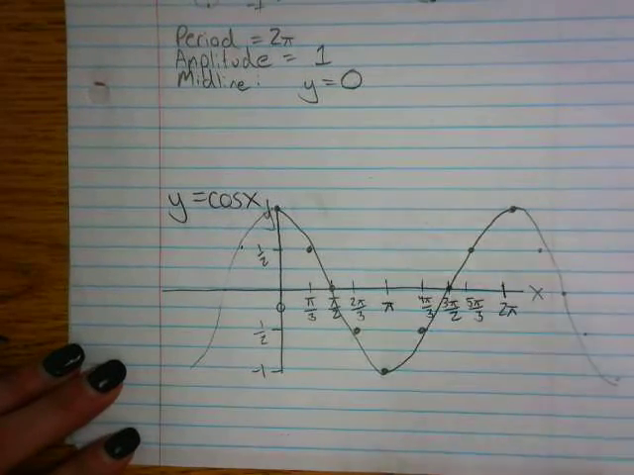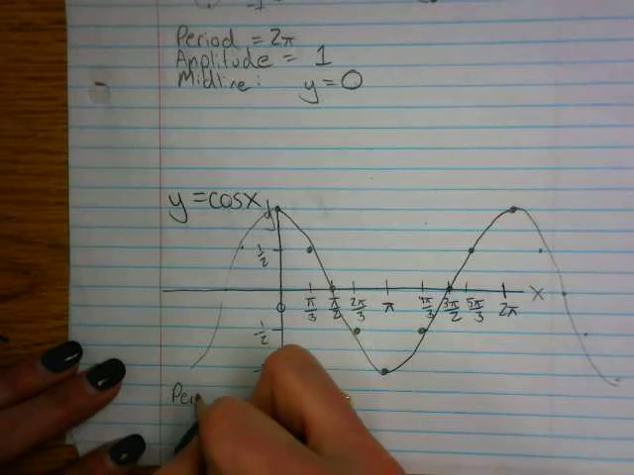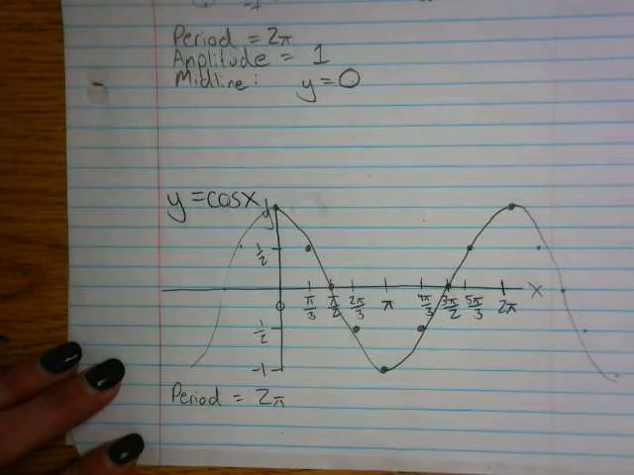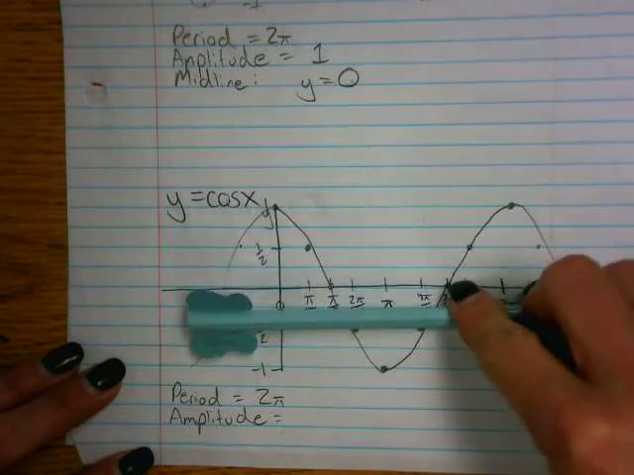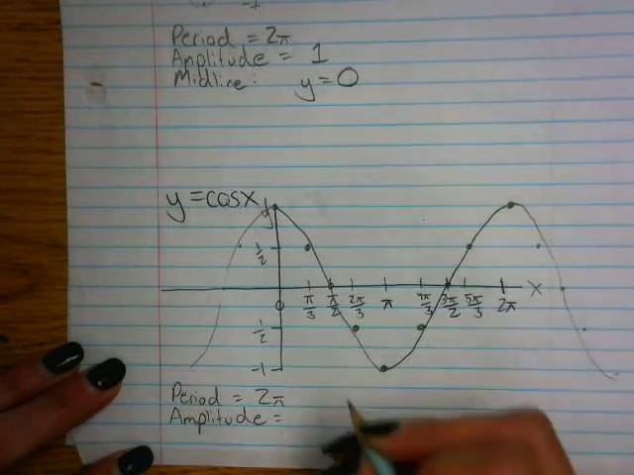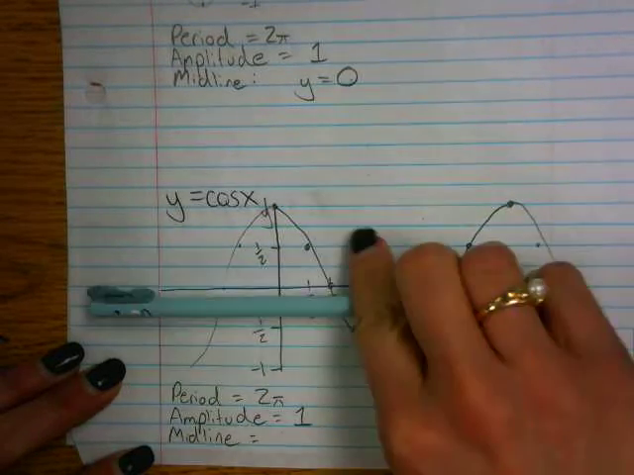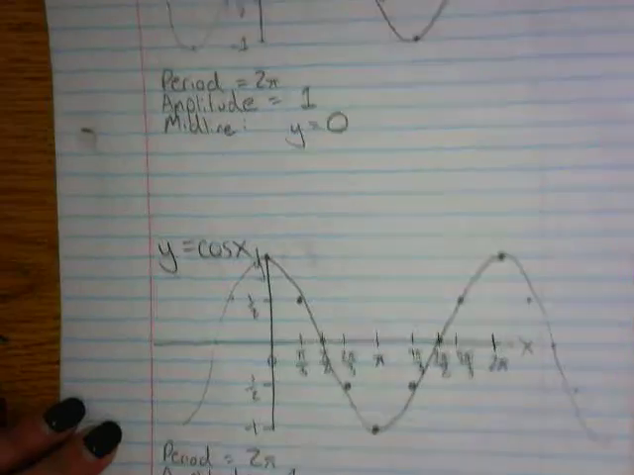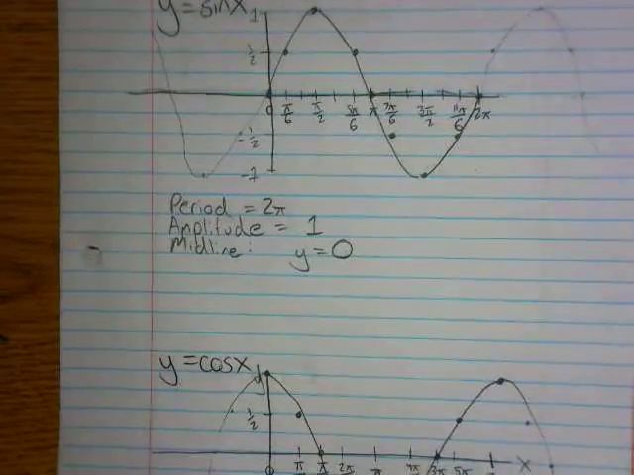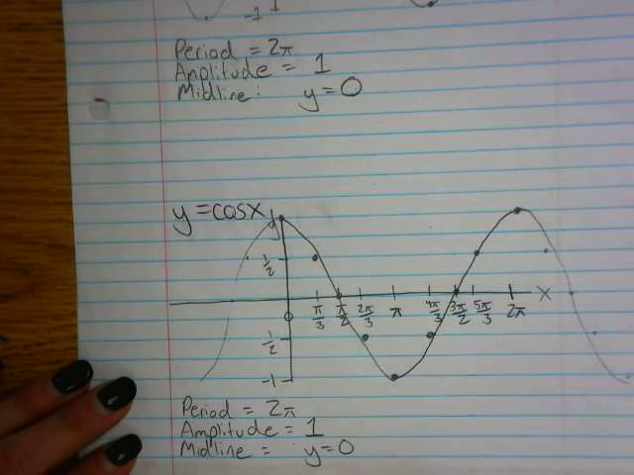Okay? For our period, amplitude, and midline, let's take a look at those. Very similar to sine. One full rotation, or our period, is going to be 2 pi. Our amplitude, or our distance from the middle to the top, or the middle to the bottom, is going to be 1. And our midline is going to be the center of our graph, which is right here at y equals 0. So the period, midline, and amplitude are the same for cosine as they were for sine. And again, as we do transformations of this function, those characteristics would of course change.